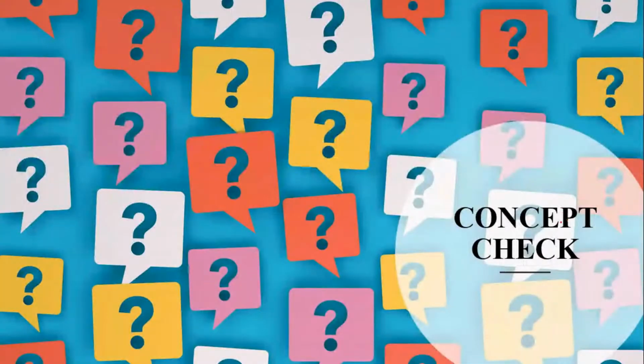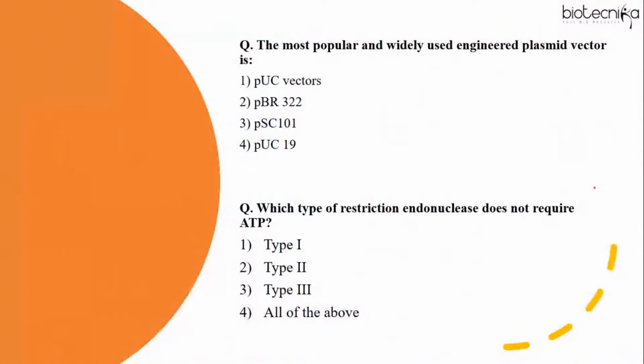So with this, I have come to the end of the session. Let's quickly have a concept check. So tell me, which is the most popular and widely used engineered plasmid vector? Is it PUC vectors like PUC8, or is it PBR322? Is it PSC101, or is it PUC19? Quickly answer this question.